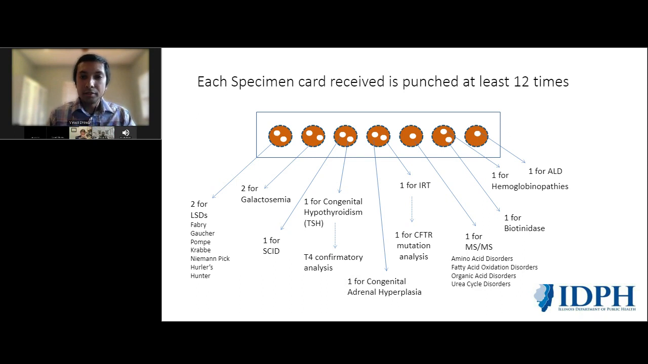And then what we'll be focusing on today is the cystic fibrosis arm of our testing, where there will be 1 spot punched for IRT, immunoreactive trypsinogen, and then if that's positive, 1 punch will then be punched for cystic fibrosis mutation analysis. And I'll get a little bit into this in a few slides.